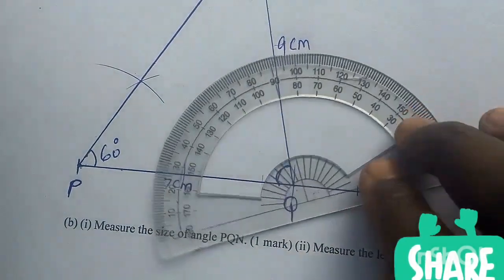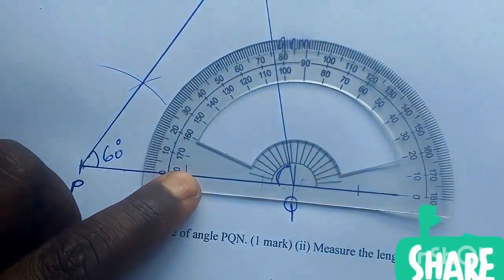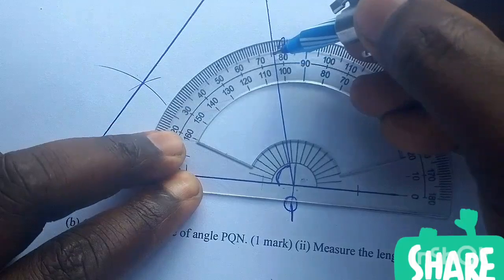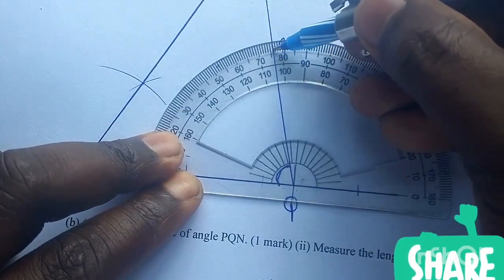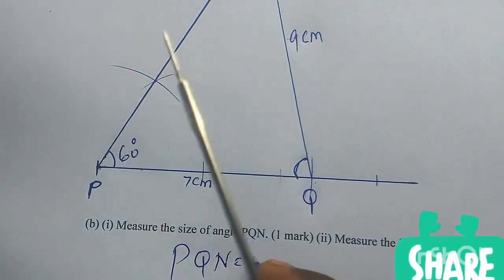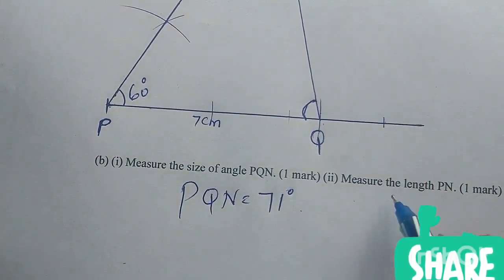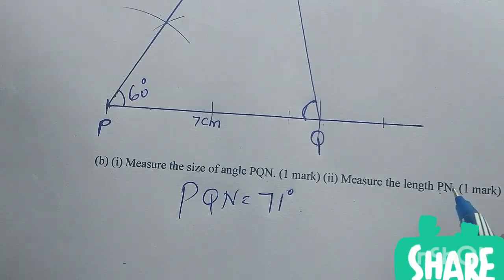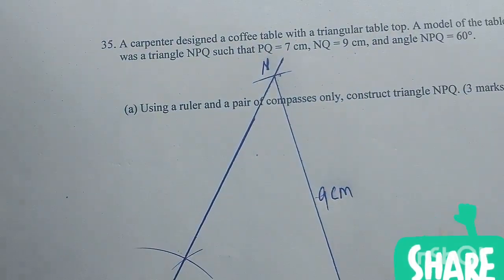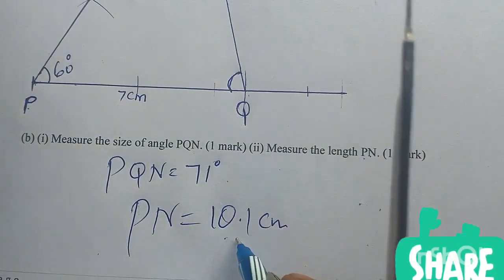Put your protractor like this. Then read where here. This is 70, 71. So angle PQN is 71 degrees. Measuring PN. Measure that. So PN is equal to 10.1 centimeters.